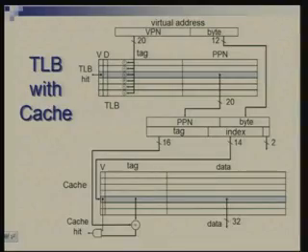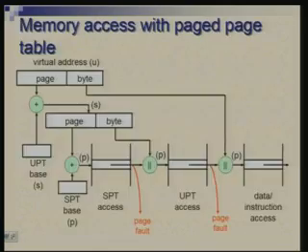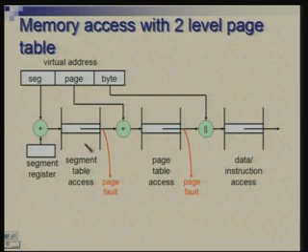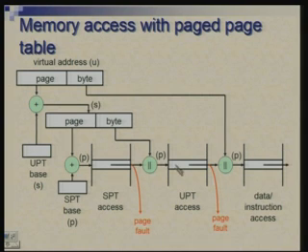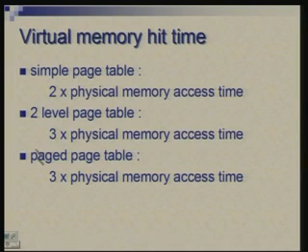On the other hand, in 2 level page table as well as paged page table, in both these pictures you notice that there are 3 memory accesses made in the best case: one memory access, second memory access, third memory access, assuming that there is no page fault. Here also this is memory access, this is memory access, and that is memory access. To read one word, you need to make 3 accesses.